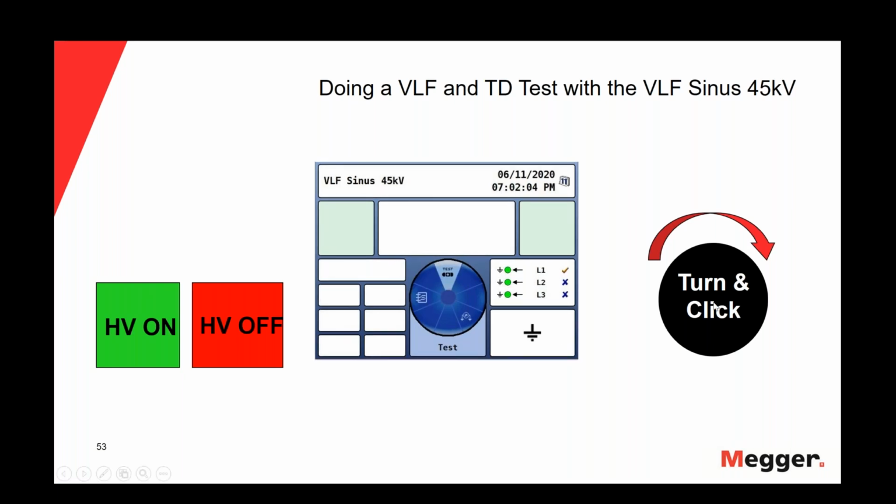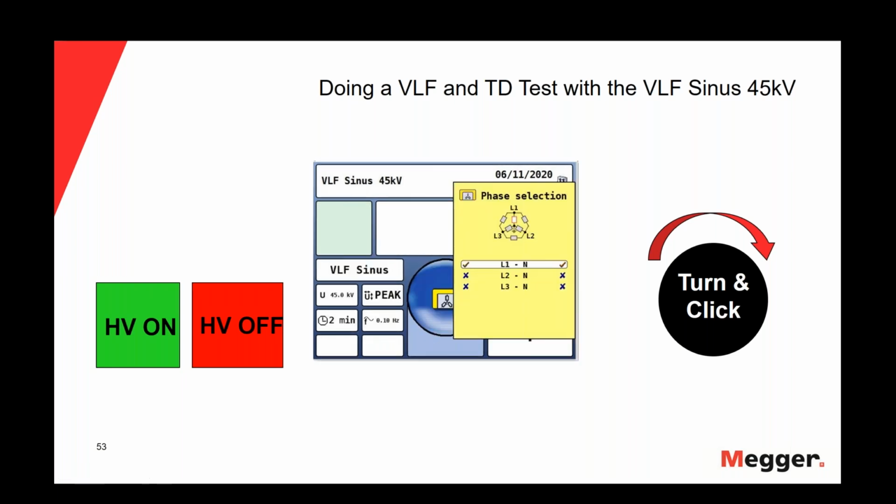And now I will click on the test option, and I will have access to all the tests I can do with my VLF, which are the DC high pot, the VLF test, and the tan delta. In this case, I will select the VLF, and I will click on it. And now I need to select in which phase I will do my VLF test. I will select the phase, I don't know, L2, and we'll click one more time.